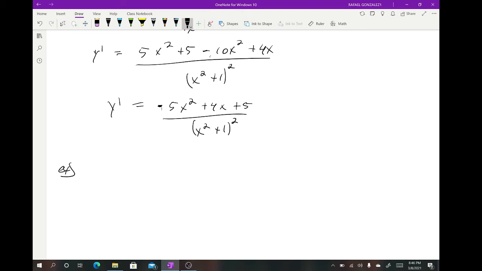Let's do another example. So it turns out that we could actually rewrite the problem before taking the derivative. So this particular example is going to illustrate that.